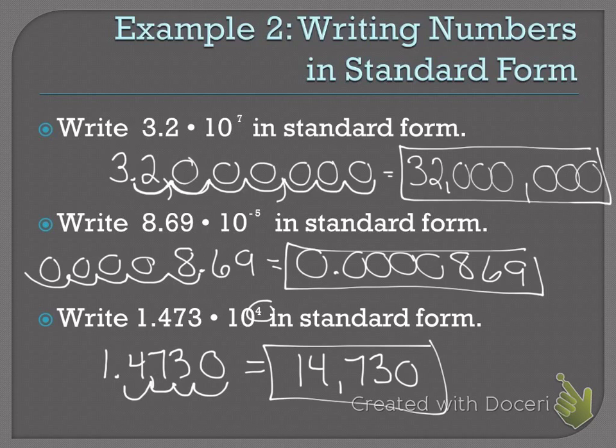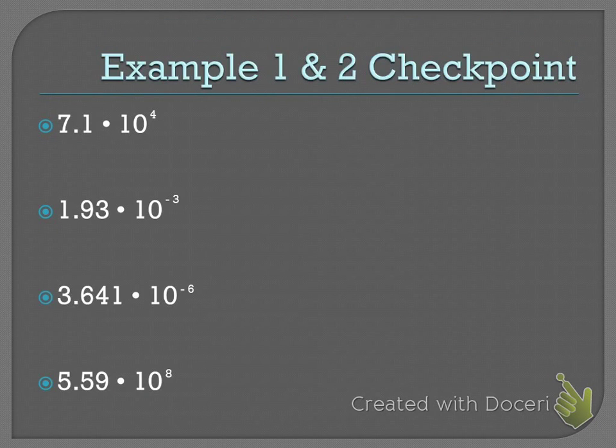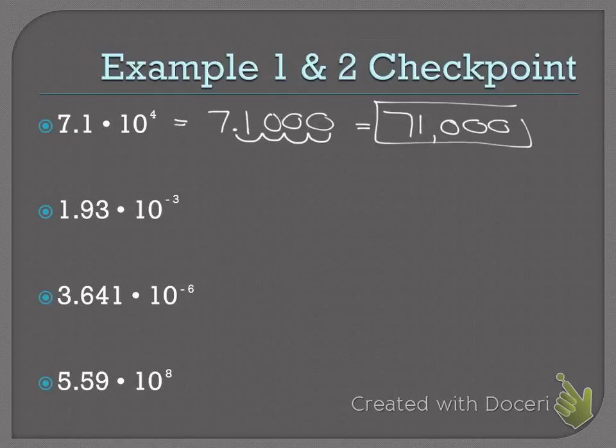All right, now I want you to do a couple practice ones. Let's come over here to this one right here. Okay, so I want you to write these 4 in standard form. And there are also numbers 5 through 8 on page 205 if you want to look in your books. What's the answer to the first one? 71,000. All right, very good. What's the answer to the second one?